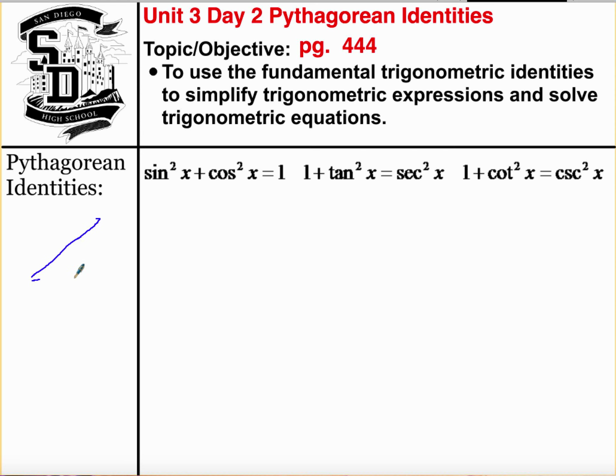So if you recall from our work with basic trig, when we have a right triangle that's sitting on the unit circle, our radius is equal to 1. And our distance horizontally along the x-axis is our cosine value. And our distance vertically, so along the y-axis, is our sine value.